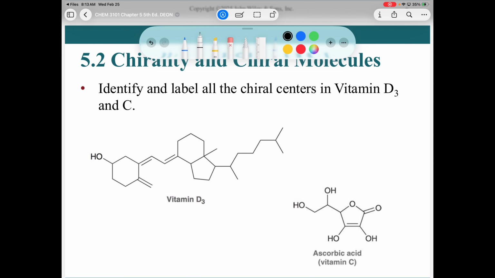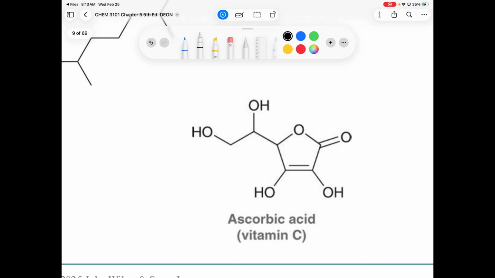Now, I know this would take us a long time for me to just say, go for it, you guys. Try to identify them all. Let's start with vitamin C because there are fewer chiral centers in vitamin C. Let's just do it like this. We'll do it in kind of a quick way.